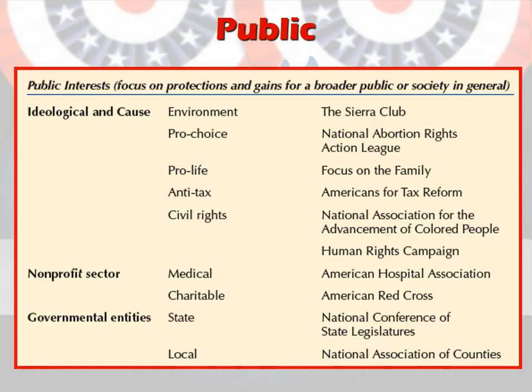So basically, whatever they're trying to get passed is going to influence a large number of people. For example, the Sierra Club, which is an environmental protection club, their goal is to help clean up the environment, which is going to impact everybody. Or the National Abortion Rights League, they're a pro-choice group, or Focus on the Family, they're a pro-life group. Their goal is to influence all of society. They want Congress and the president to approve laws that are going to impact a wide variety of people, a large percentage of the country.